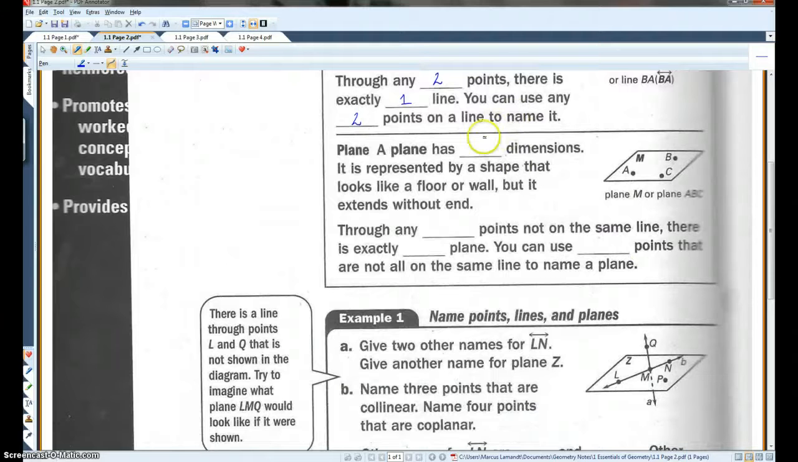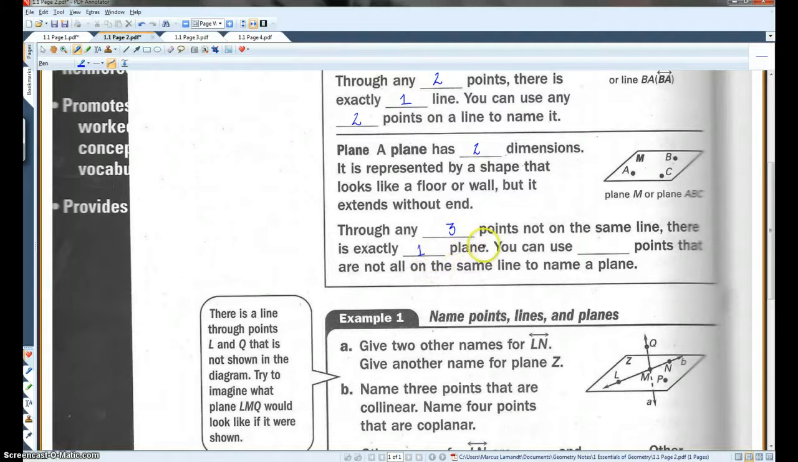A plane has 2 dimensions. It is represented by a shape that looks like a floor or a wall but extends without end. This is kind of like what we said on the previous page. Through any 3 points not on the same line, okay, so not collinear, there is exactly one plane.